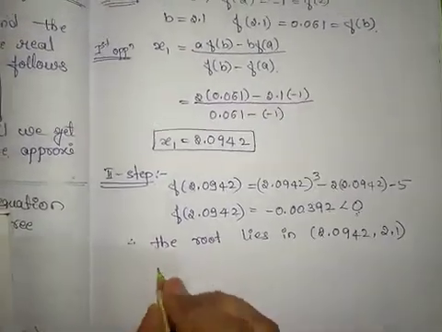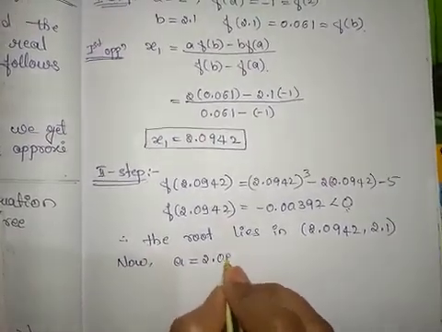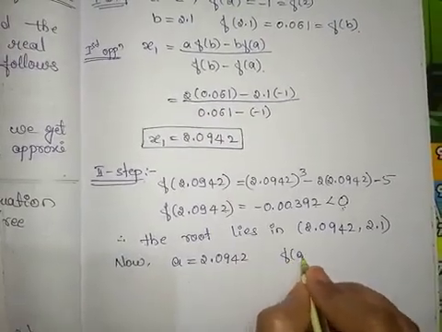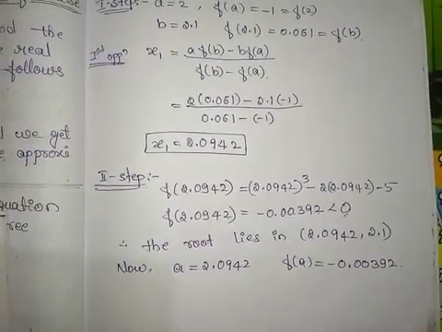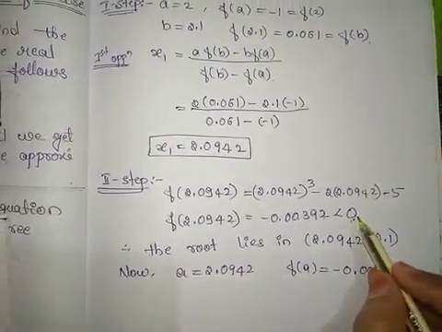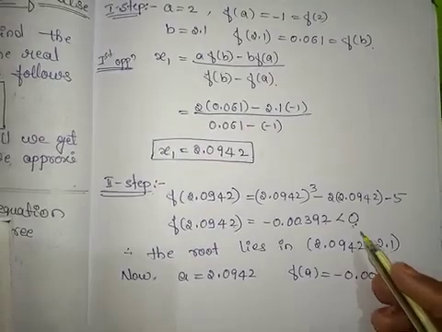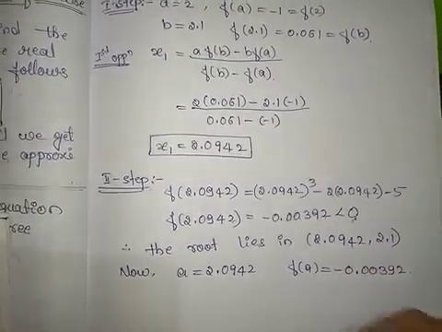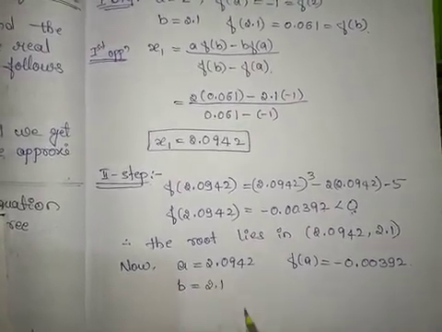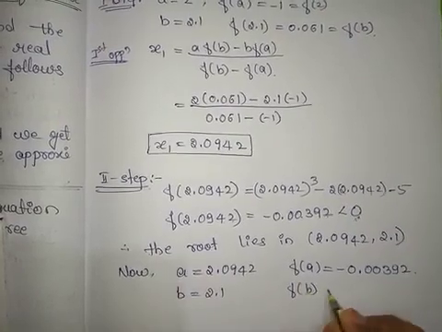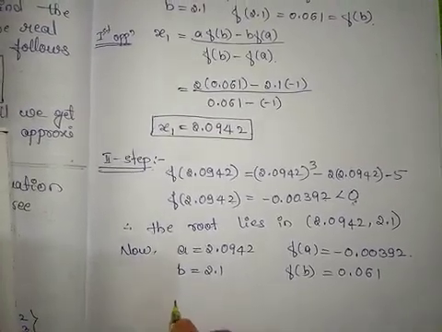Okay, now here our a value is 2.0942 and f of a is minus 0.00392. Here we have a negative value, so I am taking this as the f of a value. If you get a positive value, take it as the f of b value. This depends upon the given function. And b is the same: b is equal to 2.1 and f of b is equal to 0.061.